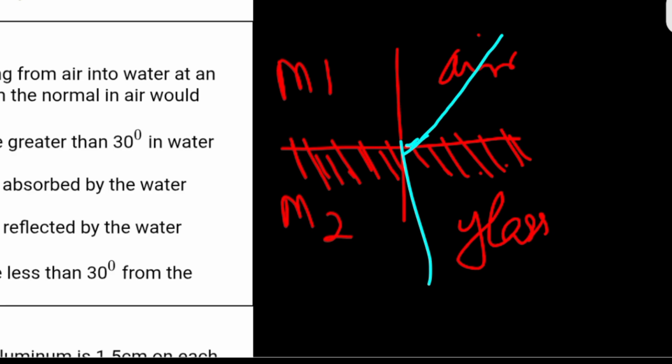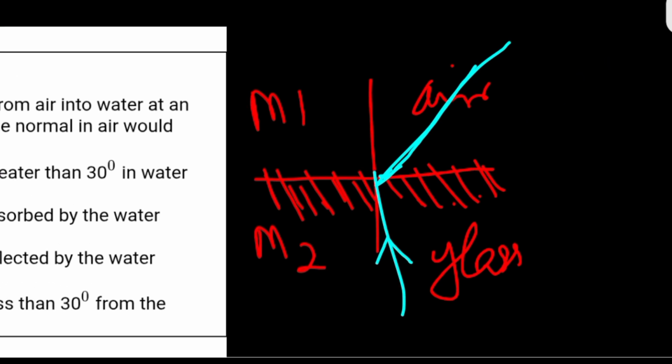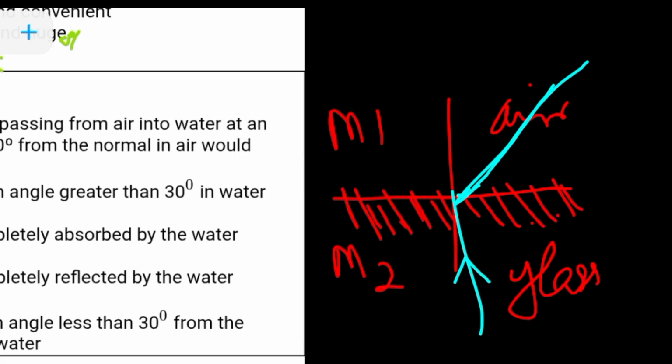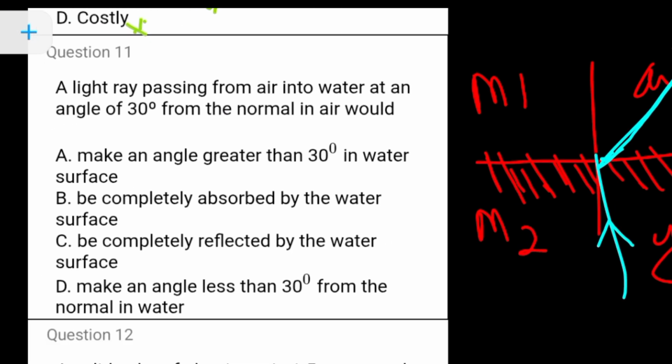But assuming it is coming from glass to air, it will bend away from this line. You can see the way it's bending away. It will not be close to this line like this. It will bend away, because air has particles that are far apart. Okay, so the answer is, make an angle greater than 30 degrees in the water surface.